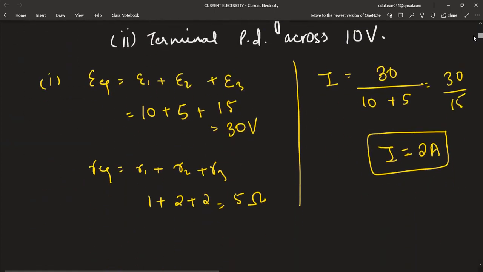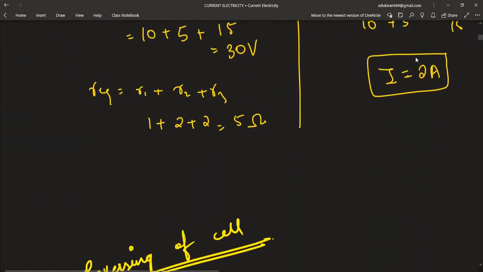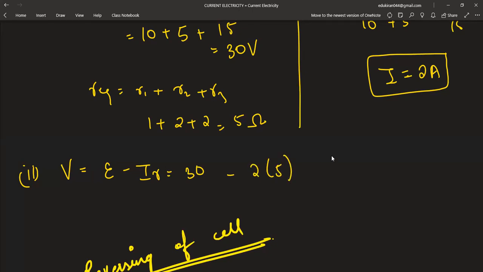Terminal potential difference across 10 volts. See, for terminal potential difference, yesterday also in the last class I told you, E minus I R you have to write. E equivalent is 30 minus current total is 2, the equivalent resistance is 5. So this is 30 minus 10, which is equal to 20. This is how you have to deal with the entire case of reversing of cell, the numerical and the combination.